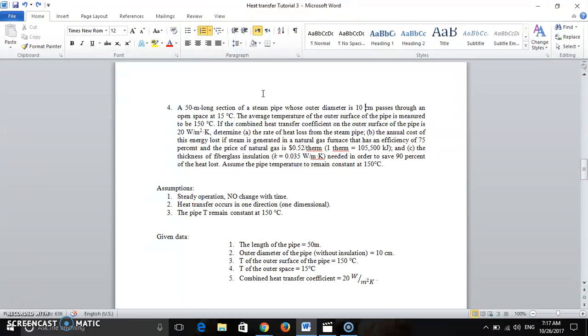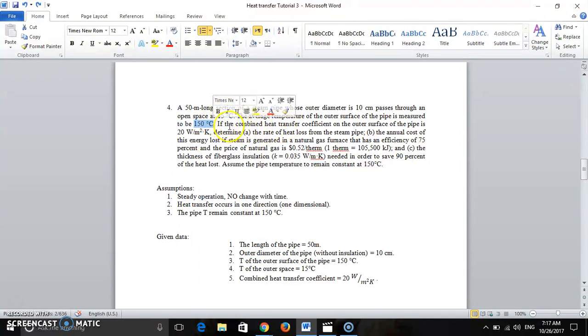This means that this 15 degrees Celsius is equal to the surrounding temperature and the average temperature of the outer surface of the pipe. So we have the pipe, the inner surface, and the heat will be transferred through conduction to the outer surface. This temperature is the temperature of the outer surface of the pipe, which is given to be 150 degrees Celsius, and it's very high.